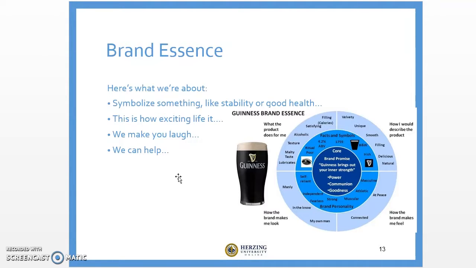And then within there as well, you have facts and symbols about the product. This could be whether it's good health or low carbs or whatever. And then the core, it says the brand promise, Guinness brings out your inner strength. And then some other keywords are power, communication, goodness. It's kind of like a brand essence wheel, in a sense, and it's a good way to come up with various phrases around the product that describe it, and keywords as well that can then go on to be used for, like we said before, branding materials.